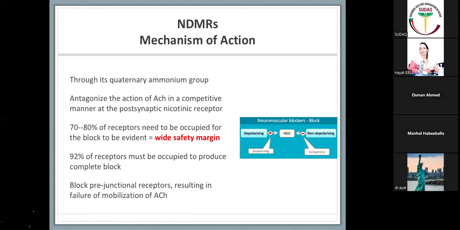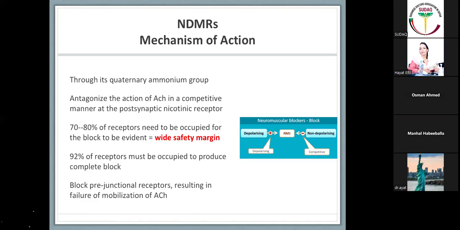The mechanism of action of the non-depolarizing muscle relaxants, as we said before: they are quaternary ammonium compounds. They have structural similarity to acetylcholine, and they antagonize the action of acetylcholine in a competitive manner. Once they bind to the alpha subunit, this will prevent access of acetylcholine to the postsynaptic nicotinic receptor. So it's a competitive nature of block.